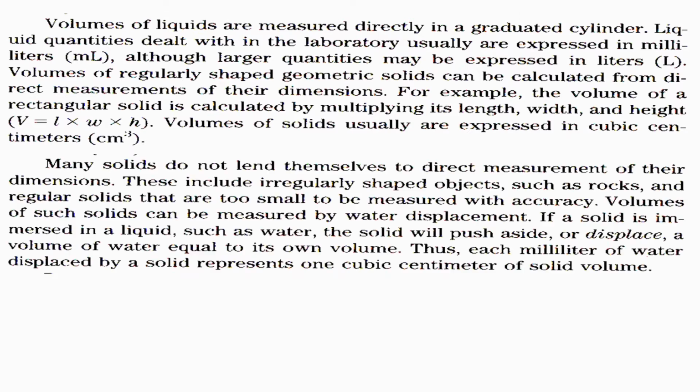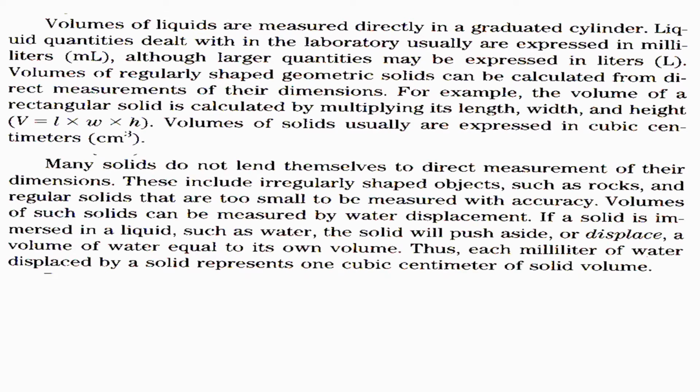Volumes of liquids are measured directly in a graduated cylinder. Liquid quantities dealt with in the laboratory usually are expressed in milliliters, although larger quantities may be expressed in liters. Volumes of regularly shaped geometric solids can be calculated from direct measurements of the dimensions. For example, the volume of a regular solid is calculated by multiplying the length, width, and height. Volumes of solids usually are expressed in cubic centimeters, or cm3.